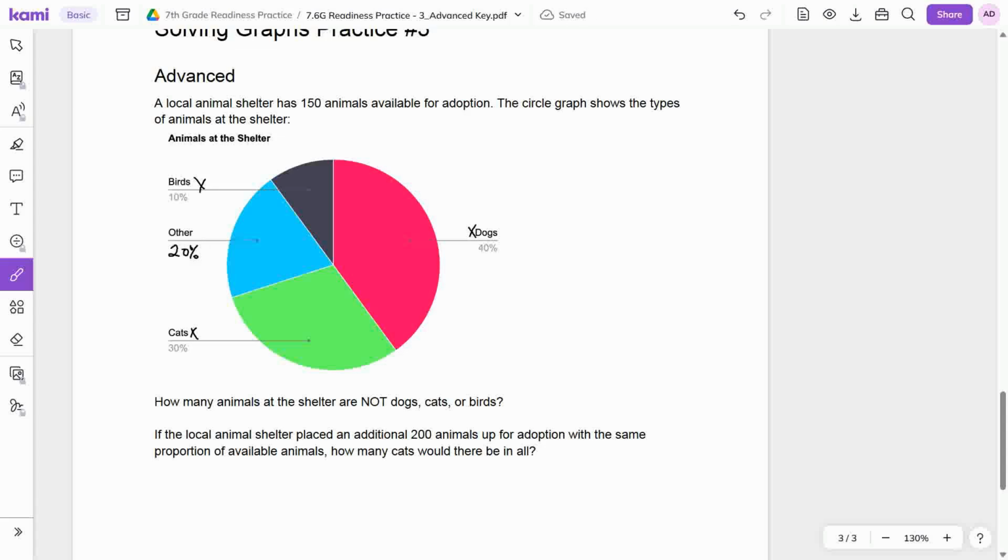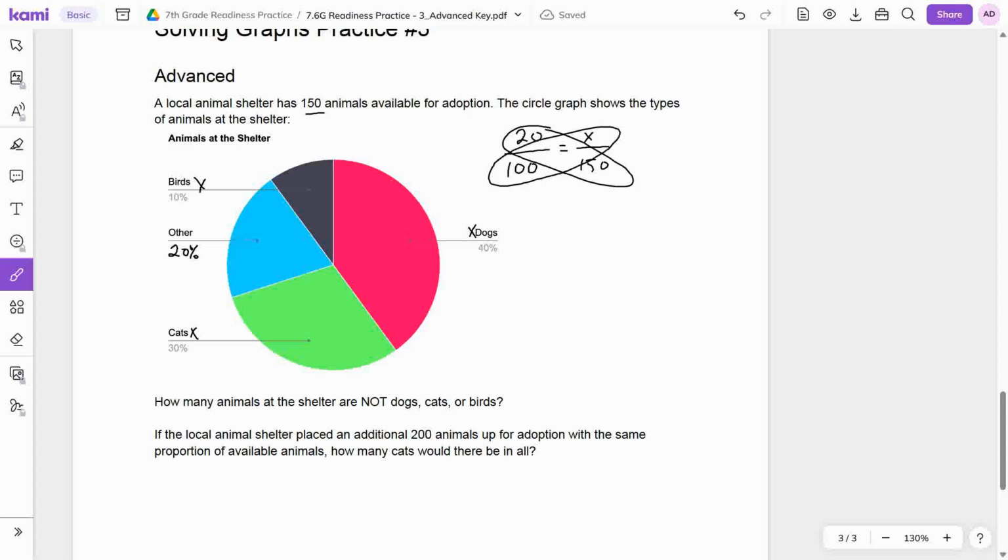So I need 20% of 150. Two ways to do that. I can make a proportion. There's probably more than two ways. These are the two that I find the easiest. So 20% is the same as 20 out of 100. So I'm looking for how many animals out of 150. That's my total. And I can do a little cross multiplication.